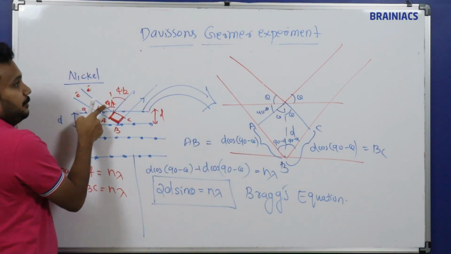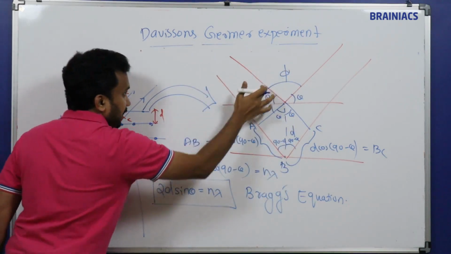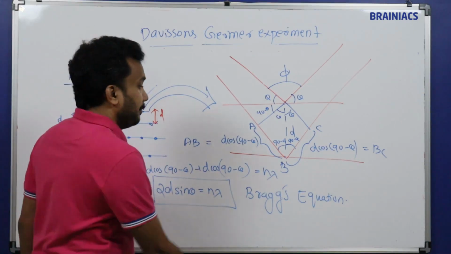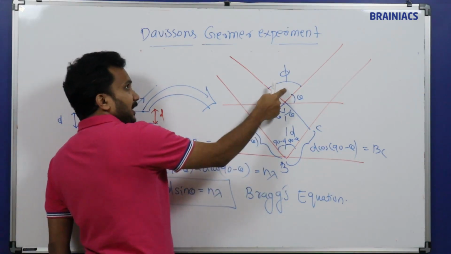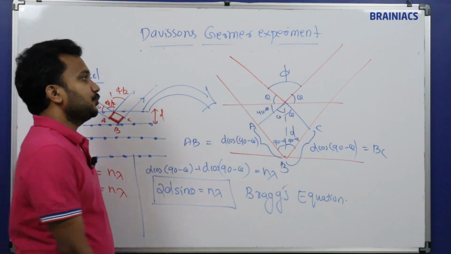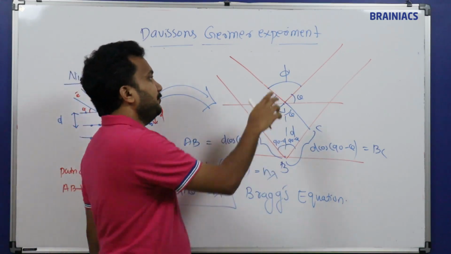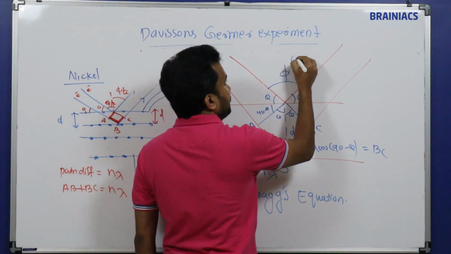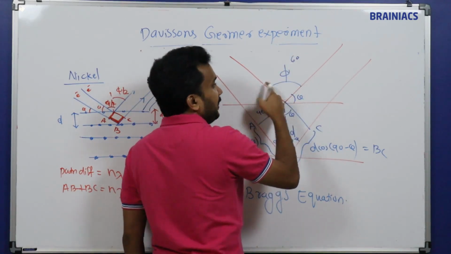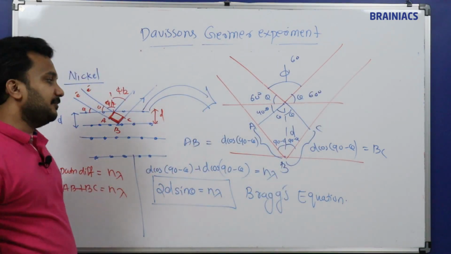It is not phi by 2. This total angle is phi, and it is not theta. It's very important. If they ask any question from Bragg's equation, they will give you the value called phi, so you have to find theta. The total angle is 180 minus phi. Suppose phi equals 60 degrees, then 180 minus 60 is 120, divided by 2 is 60. So definitely they will give you the value.